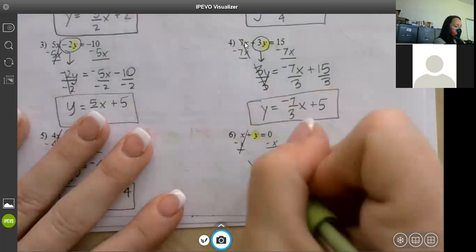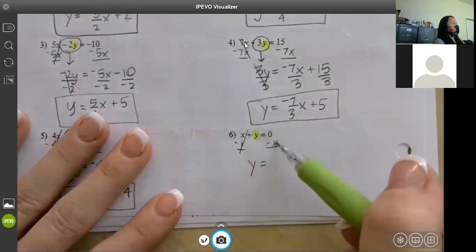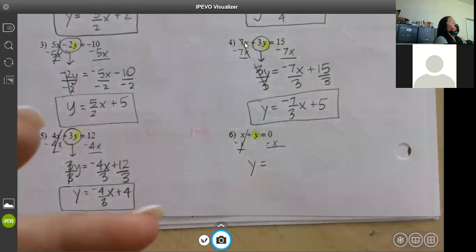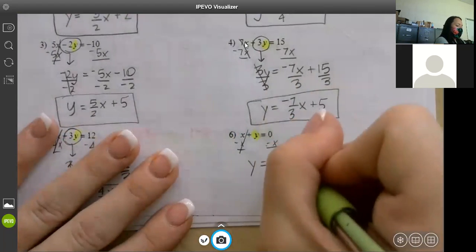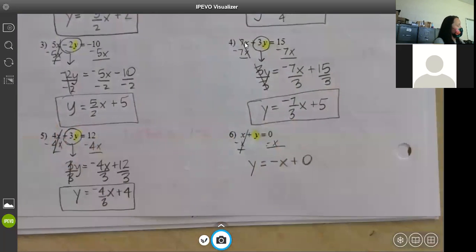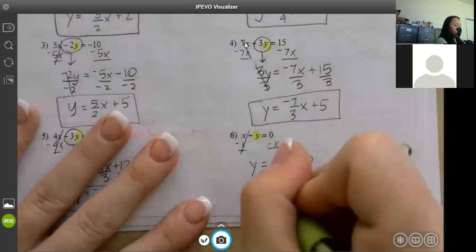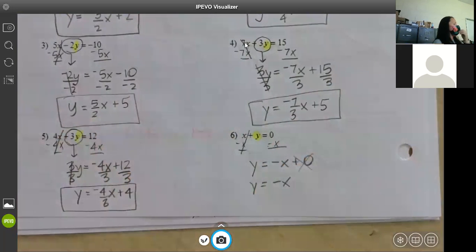That leaves us with y equals, what is 0 minus x? Or what does the 0 do at all? Absolutely nothing. So we don't even need it. We just need the negative x. If you wanted to put negative x plus 0, that's fine. But realize if it's multiple choice, you don't need the 0, and it's just going to be negative x.